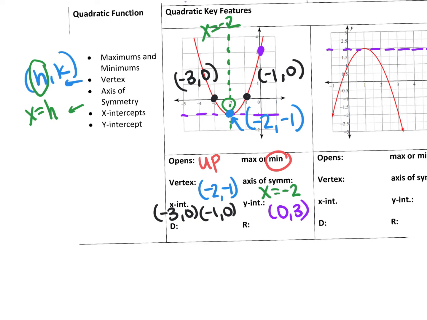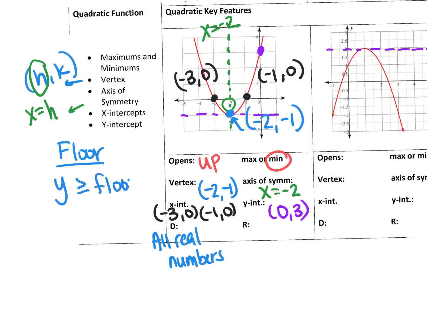So the last part I want to talk about is our domain and our range. The domain for every quadratic, because if you look all the way to the left, the x values to the left, all the x values to the right. Well, these are arrows, so they're going on forever to the left and forever to the right. So our domain for every quadratic will be all real numbers. Our range is dependent on if we have a floor or a ceiling. If we have a floor, then our range is going to be, y has to be, we can't go below the floor. So we can only go up from the floor. So y has to be greater than or equal to whatever our floor value is.